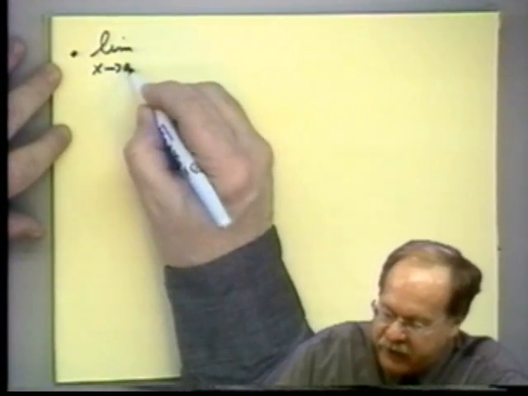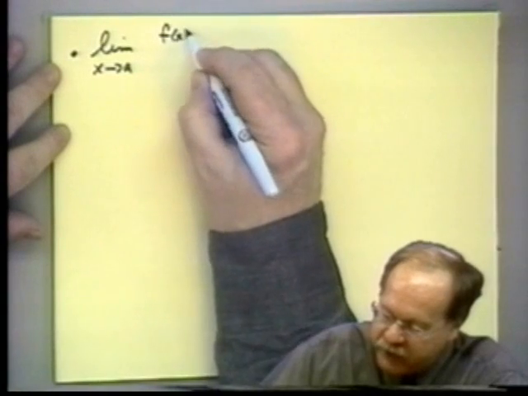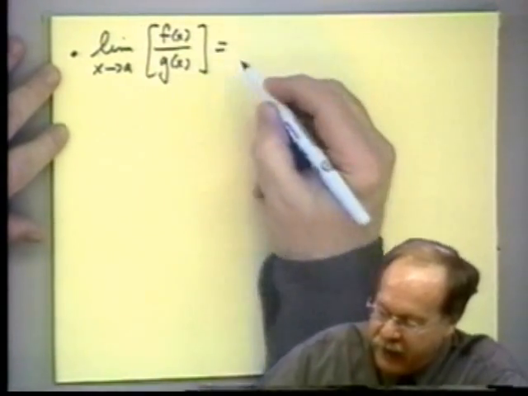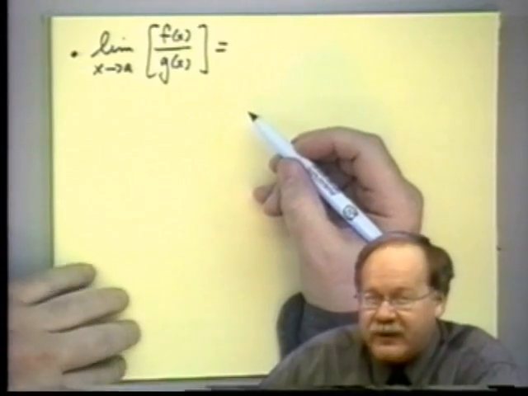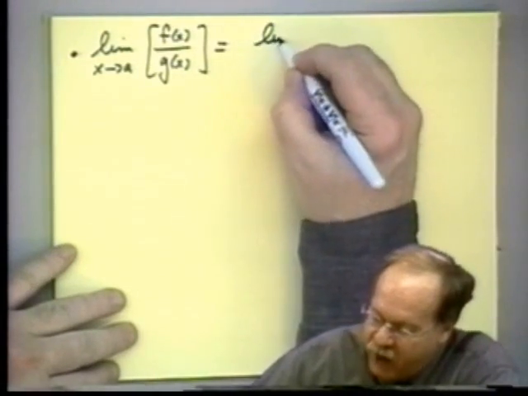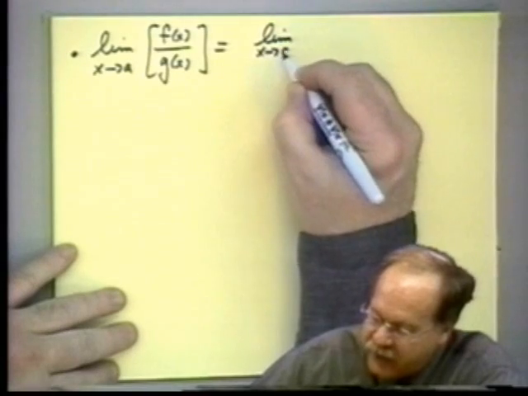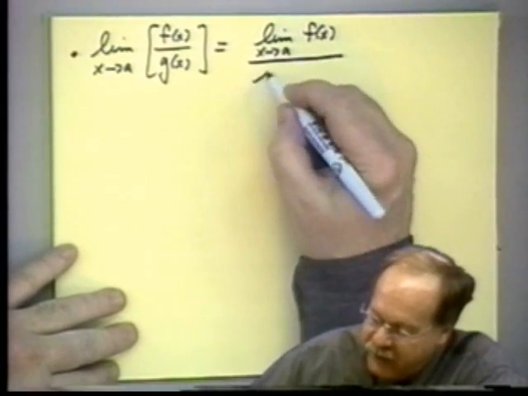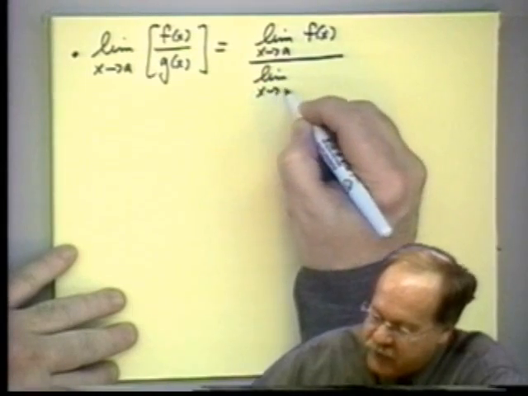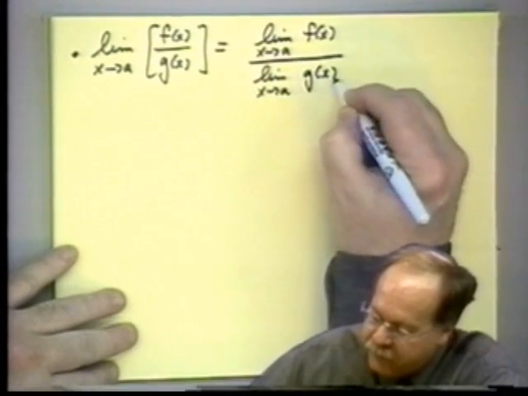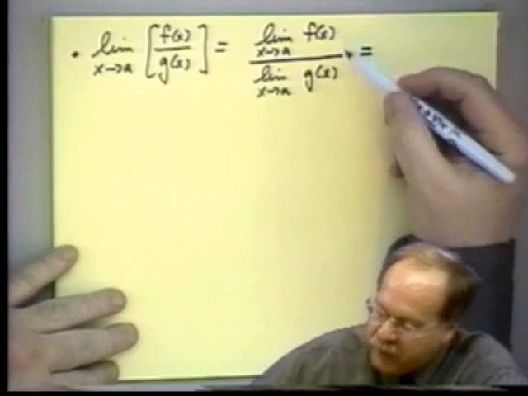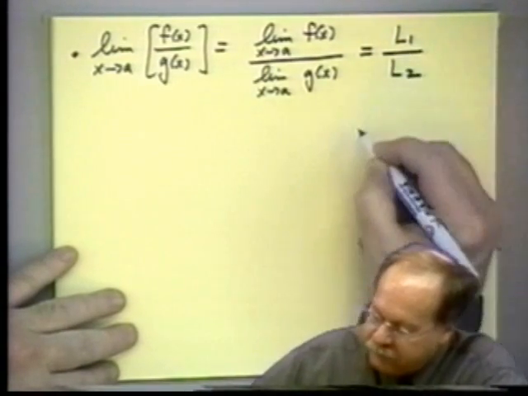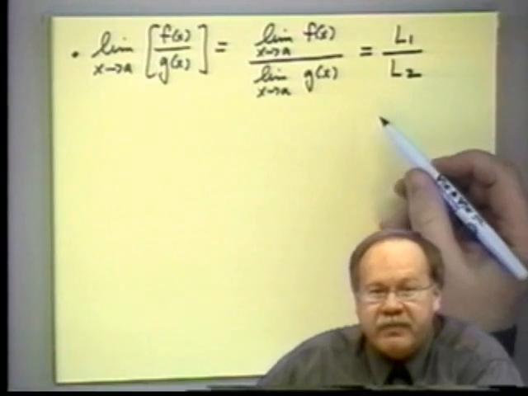Now let's move on to the quotient rule for limits. So the limit as x approaches a of the quotient f of x over g of x. Now by now you should be able to guess what this ought to be. This ought to be the limit as x approaches a of f of x on the top divided by the limit as x approaches a of g of x. And if we use the letters that we used to represent these two limits before, that would be L1 over L2. But now we have to pay attention.